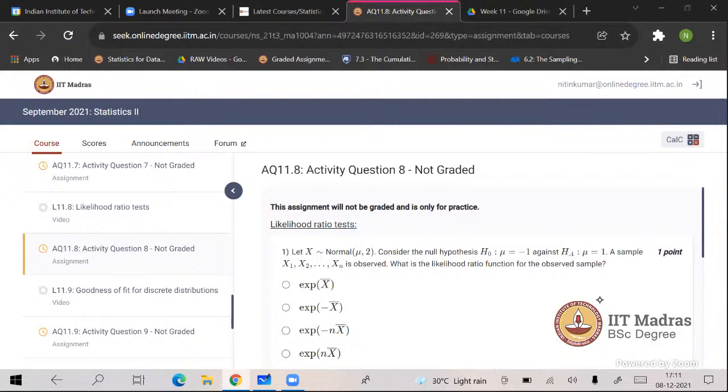So we have to take only the likelihood, right? Likelihood ratio function. You need to find the ratio. So the likelihood when H alternate is true upon the likelihood when H naught is true. No, no. My question is, what is the likelihood ratio function? So it is the ratio of the likelihood of H alternate upon the likelihood of H naught, the null likelihood.